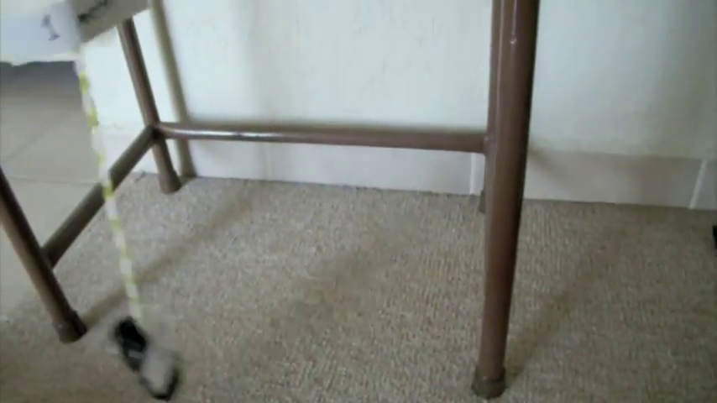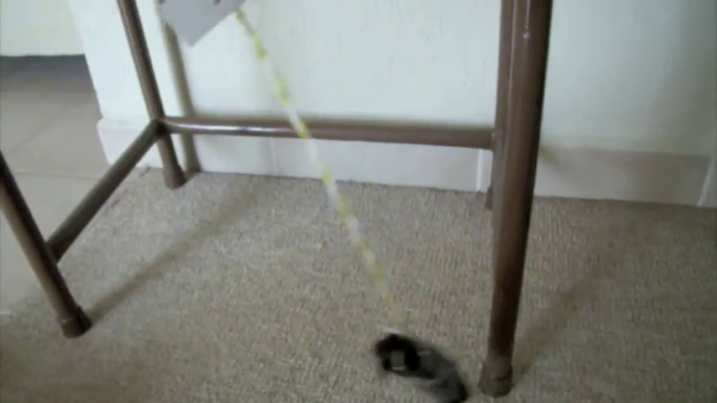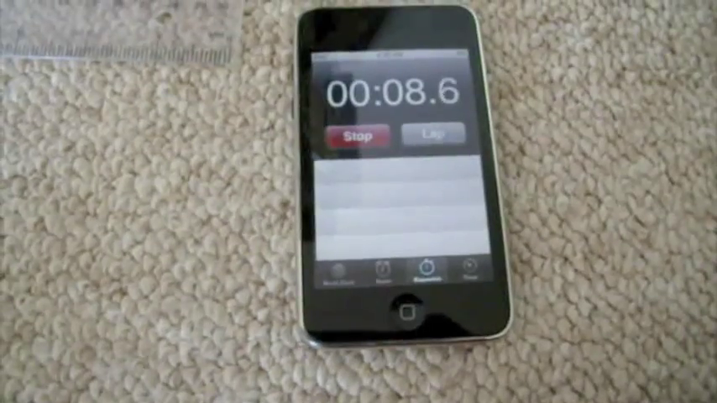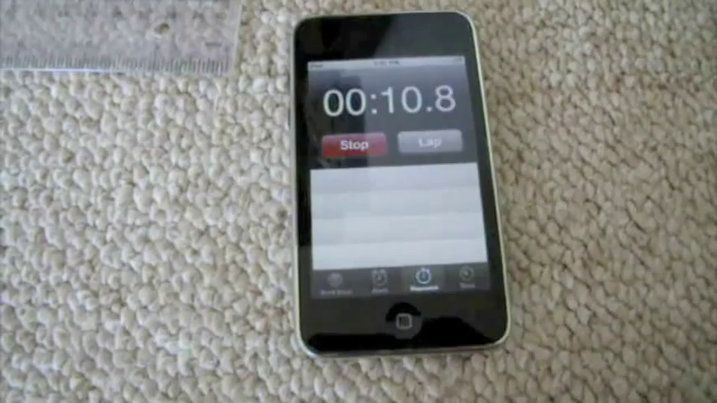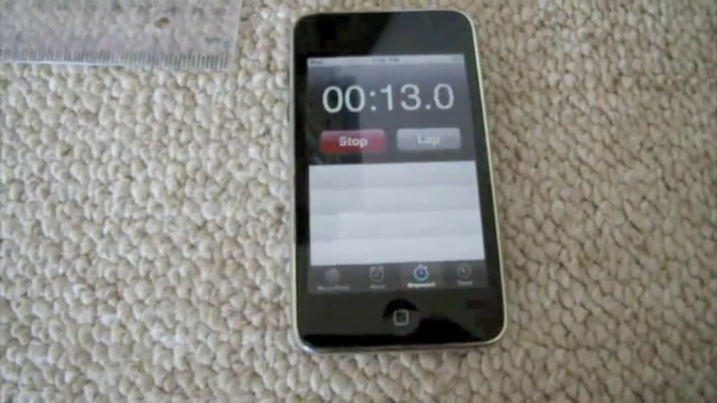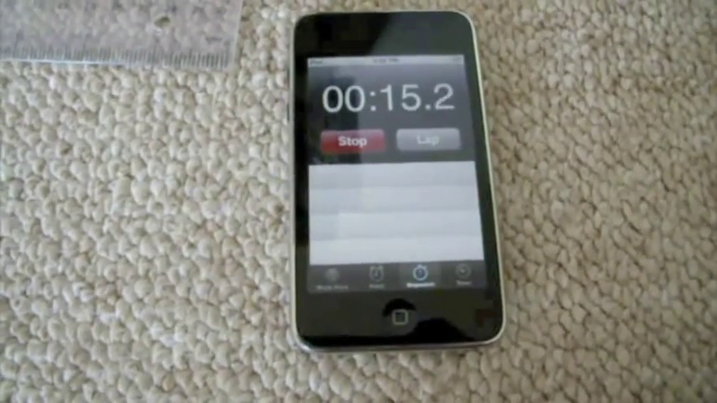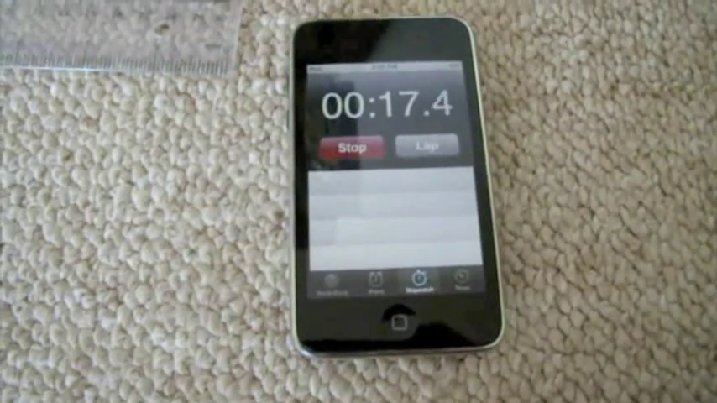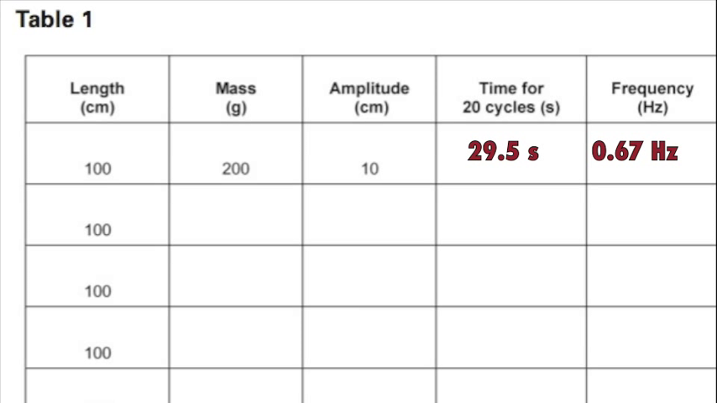So that's 1, 2, 3, 4. As you're counting the cycles, you should also be taking a close look at the time, and after 20 cycles you should stop the stopwatch at 29.5. Let's write that. For the column that says time for 20 cycles, you put down 29.5 seconds, and for frequency, we know that frequency is always cycles divided by time. So we take 20 cycles divided by 29.5 and we get 0.67 hertz.